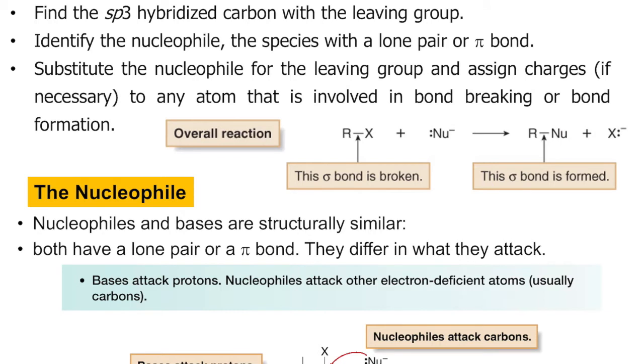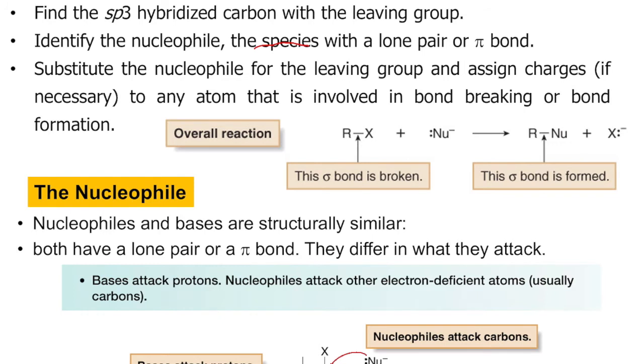We should have an sp3 hybridized carbon with a leaving group. Identify the nucleophile, the species with the lone pair or pi bond. Substitute the nucleophile for the leaving group and assign the charge if necessary. Show any atom that is involved in the bond breaking and bond formation. This is the overall reaction.